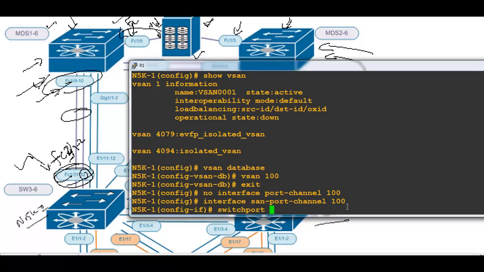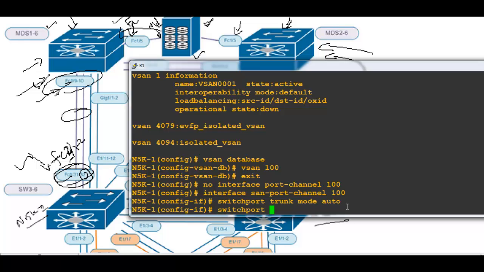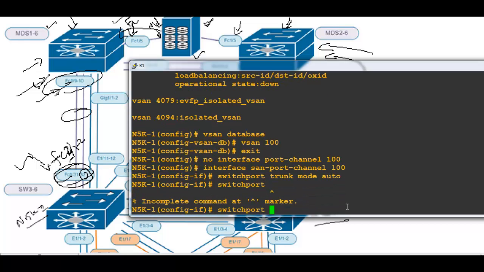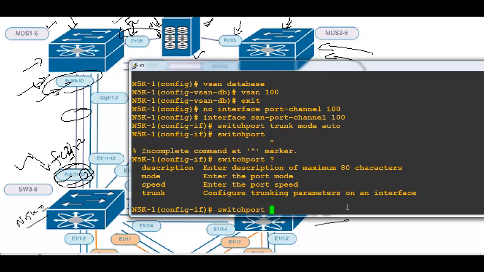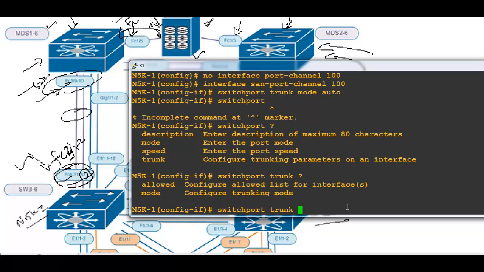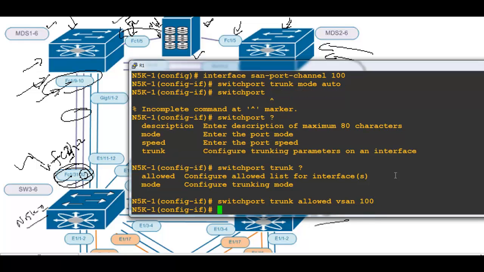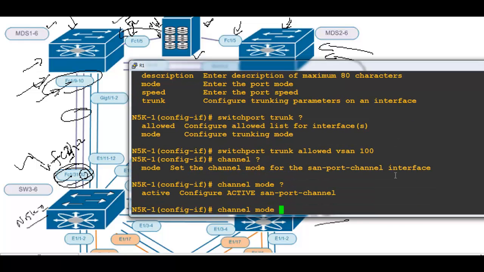Now I say switch port mode, switch port trunk mode auto. This is the command. First switch port, here it's not accepting, switch port trunk allow VLANs, vSAN, not VLAN, vSAN 100, channel mode active.